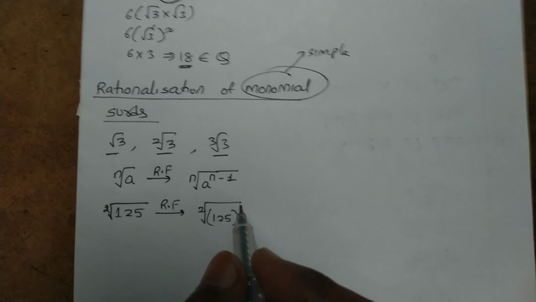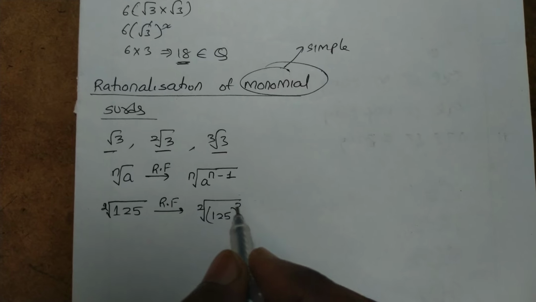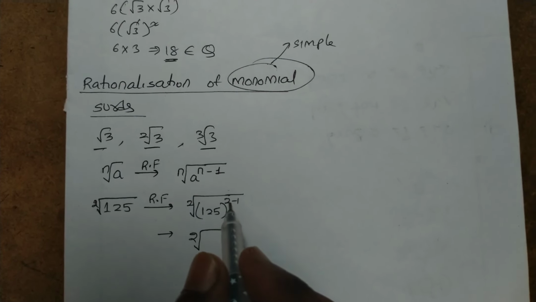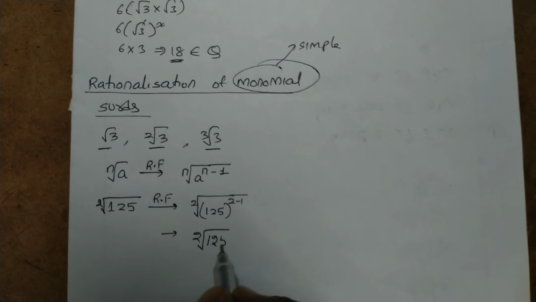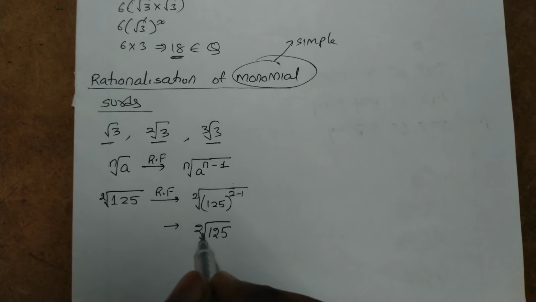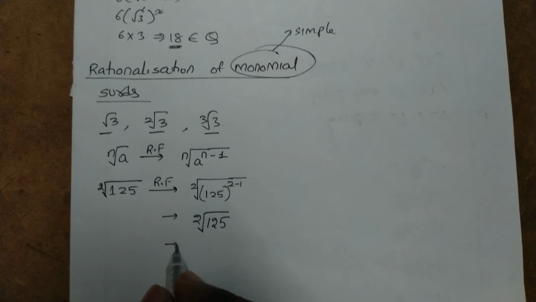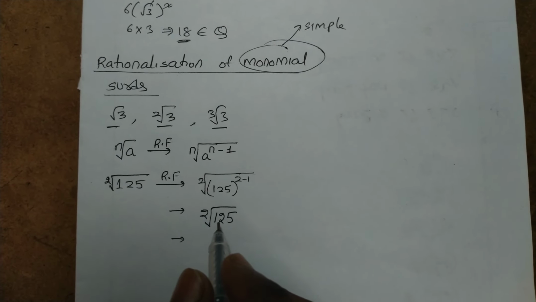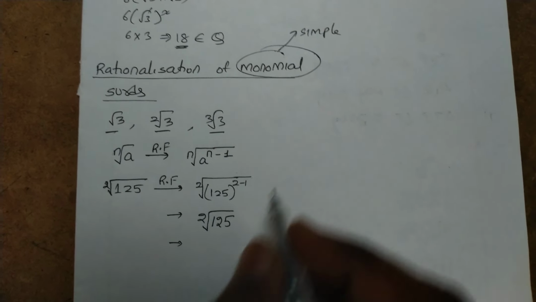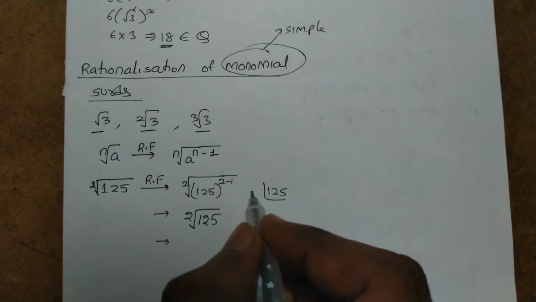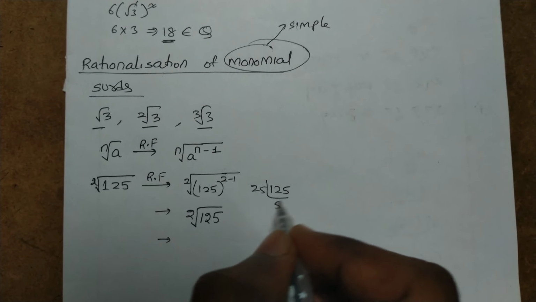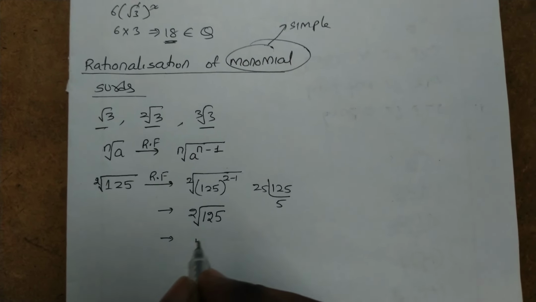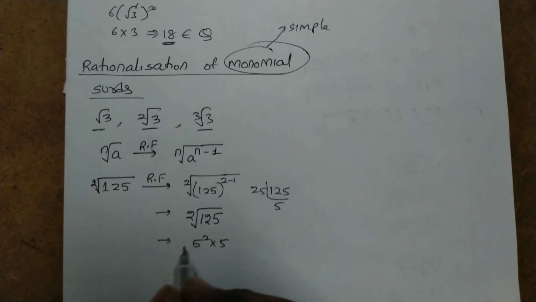What is n minus 1? N is 2, so 2 minus 1 is 1. So you will get 125, that is, the square root of 125. What is the square root of 125? Can we write 125 like this? 25 times 5 is 125. Again 25 can be written as 5 square, so 125 is 5 square into 5.